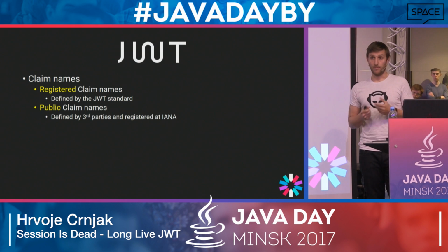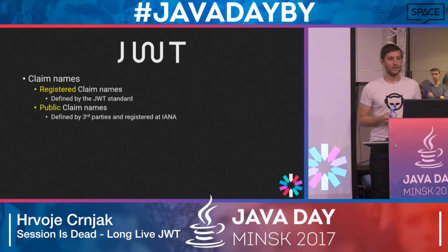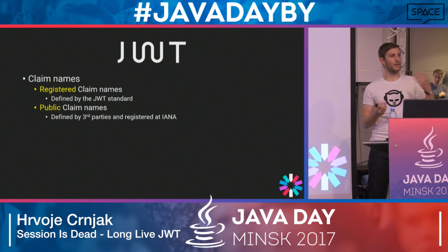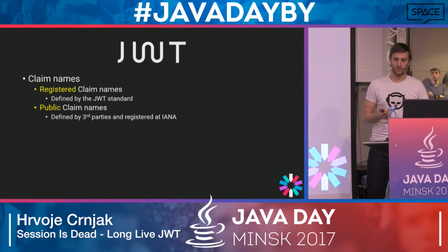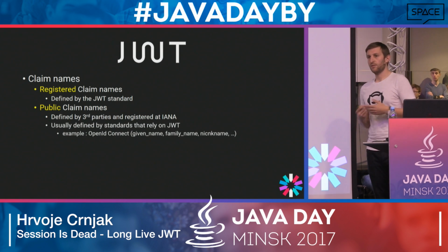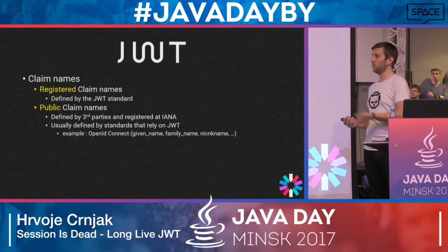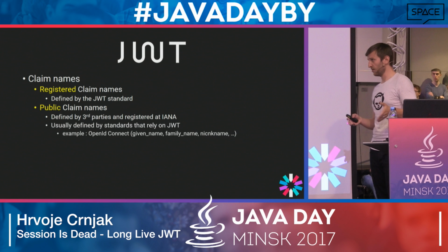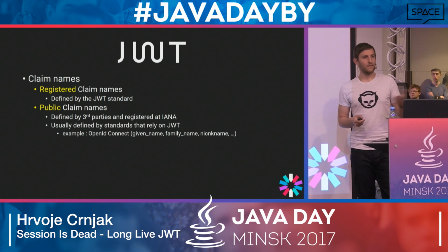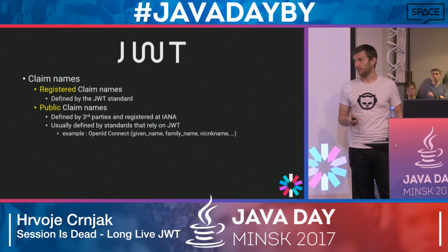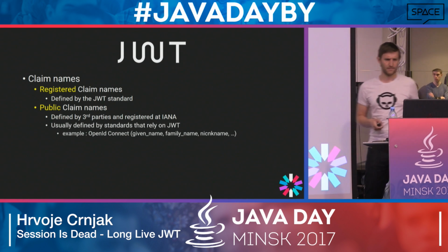Next, we have public claim names. So these would be the claim names that are defined by third parties and registered at the IANA, the Internet Assigned Numbers Authority. Usually standards that rely on JSON Web Token define them. So for example, we have the OpenID Connect standard, which is by the way not the same as the OpenID standard, that defined more than 20 claim names, ranging from given name to nickname, photo, and I don't know what else.